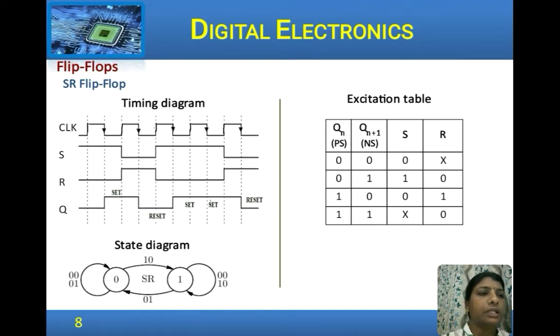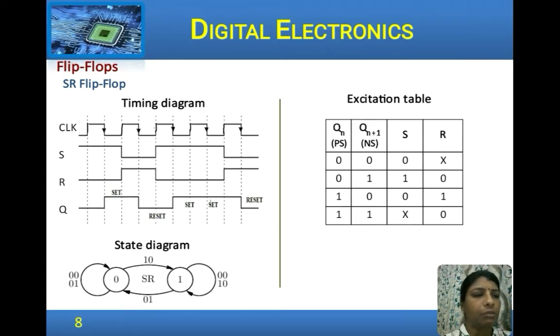Next, let us move to the excitation table. Using the excitation table, we can determine, for the current state of the flip-flop, if we need a next state, what should be the inputs that need to be given. So, this first column indicates the present state, the next column Qn plus 1 indicates the next state, and S and R are the inputs that should be given. So, if the present state is 0 and next state is 0, what should be the values of S and R that should be given?